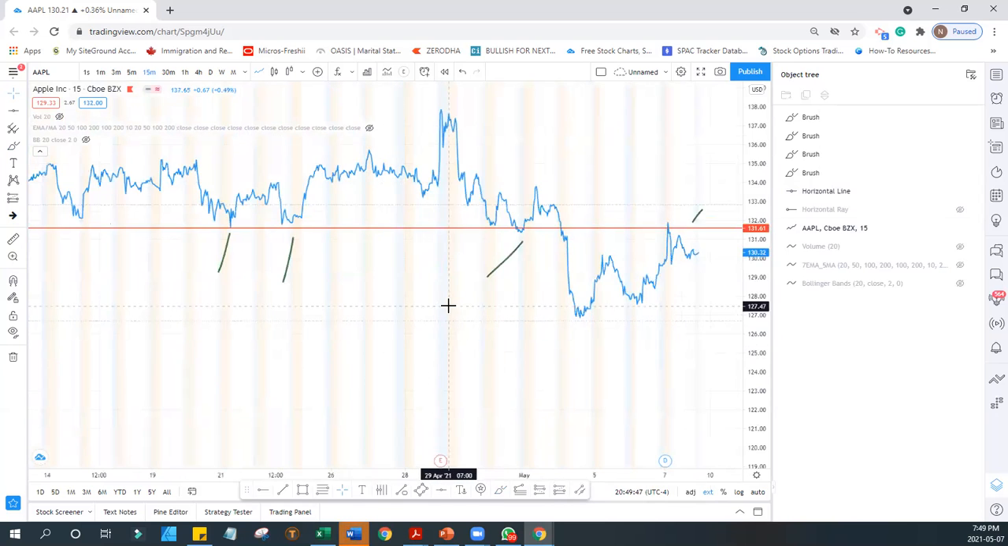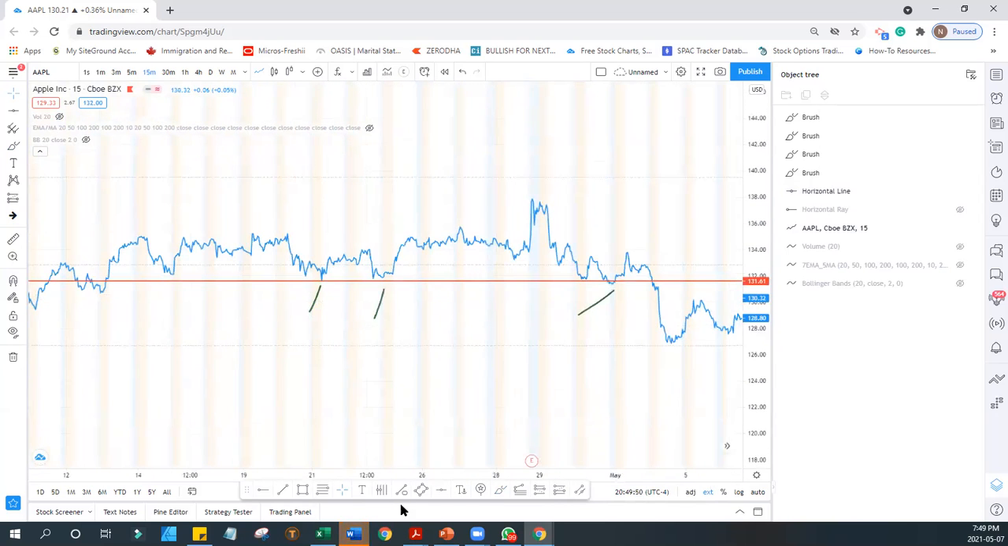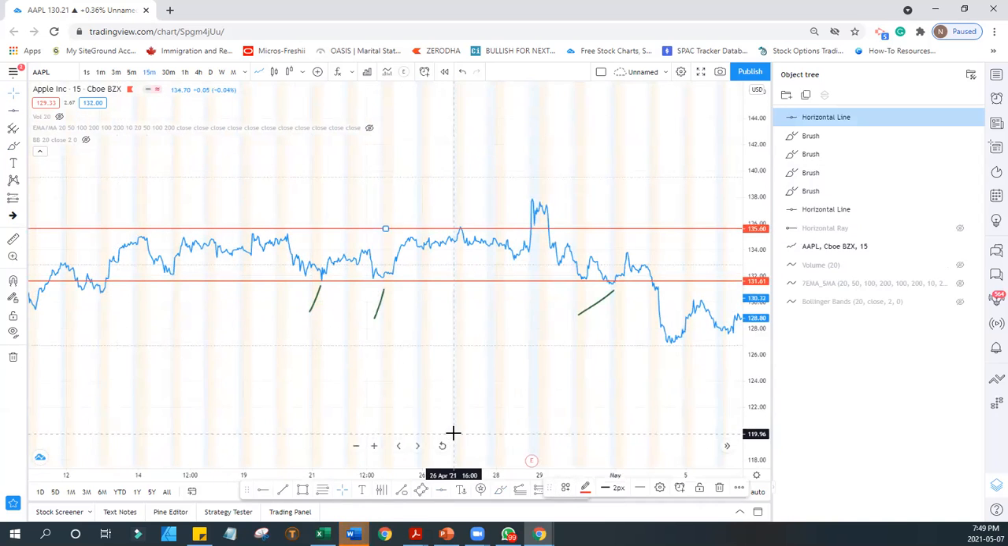Now if I want to draw another line because I want to draw the resistance, can I draw this line as a resistance line?